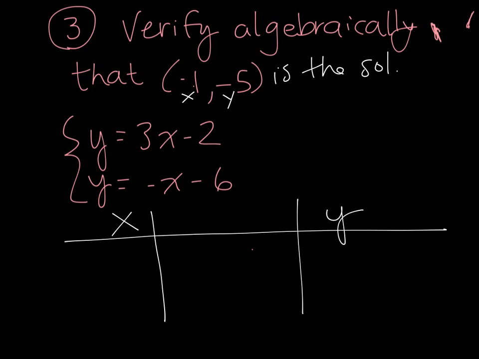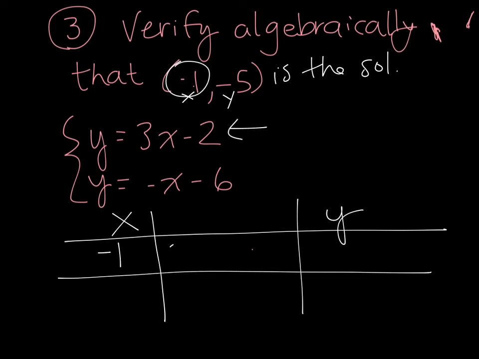It intersects at -1, -5. But I could show this without graphing it. I could do it algebraically. So my x, my input, is -1. I have to show it for both equations. I'm going to do this one first. 3 times the input of -1, minus 2. So 3 times -1 is -3. So this is -3 minus 2, which equals -5. And that's true, right? Because my y is -5.